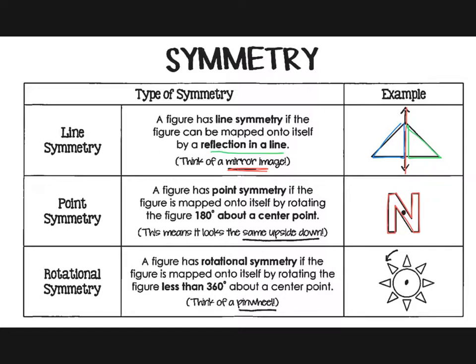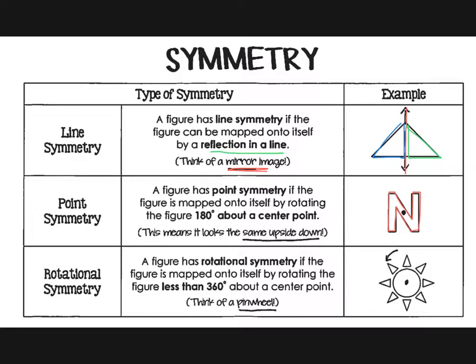Now, I've traced over it with some red ink, so if I just kind of grab this and flip it around so that it's upside down, isn't it the same object? The answer to that is a resounding yes. So since it is the same upside down, it has point symmetry.